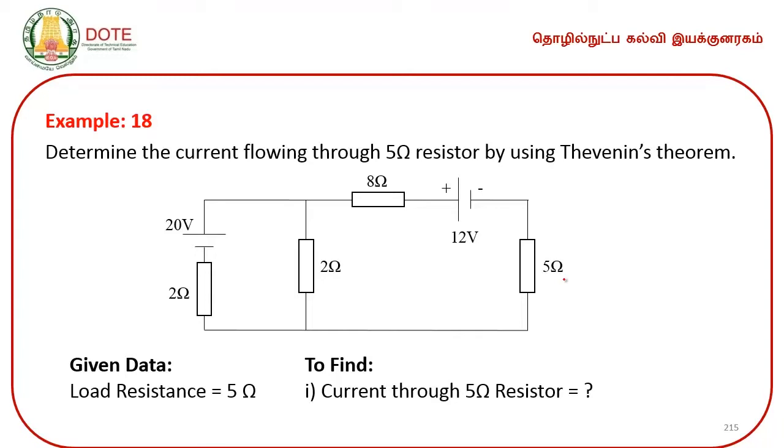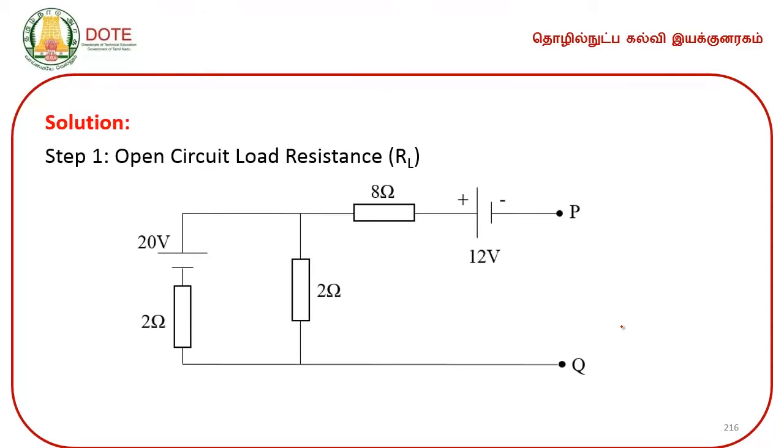The next problem is to determine the current flowing through the 5 ohms resistor by using Thevenin's theorem. Here we need to calculate the current passing through this. So, the first step is we need to open circuit this. We should make it open. So, first step is we have made it open and named the terminals as P and Q.